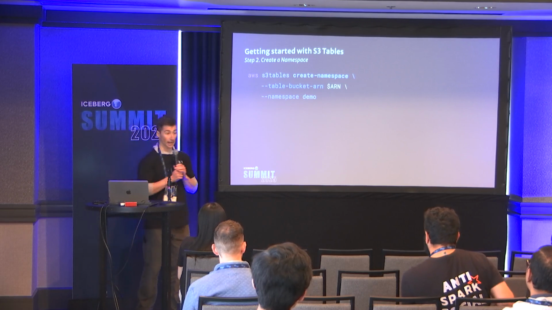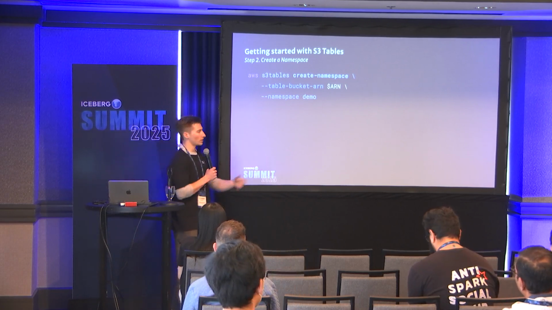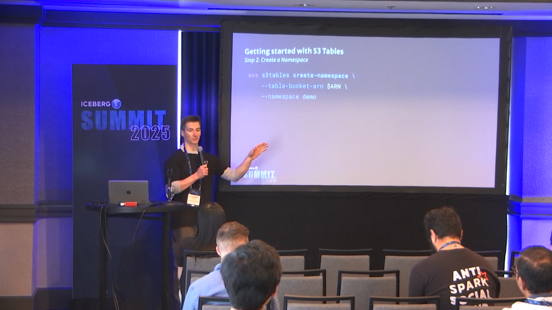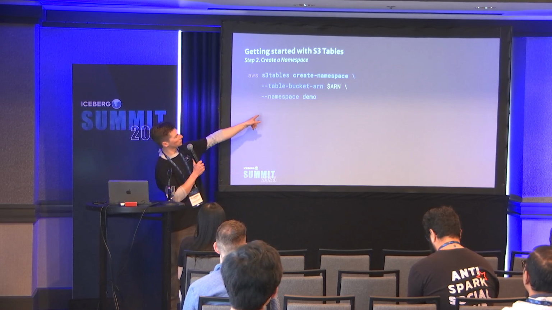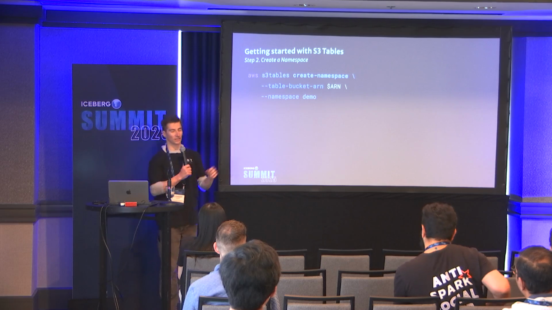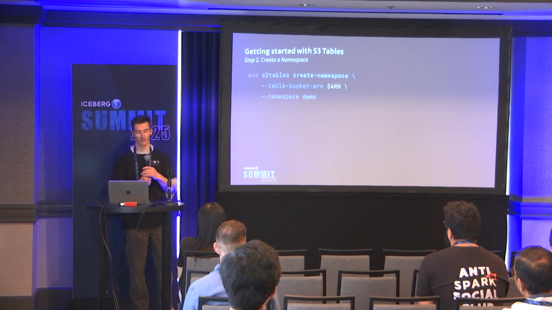Then we'll create a namespace somewhere to place our table, and this is very familiar. If you use Iceberg catalogs, creating namespaces is what you do before creating a table. I'll just create a namespace called demo. So you'll see these APIs are very, very familiar.